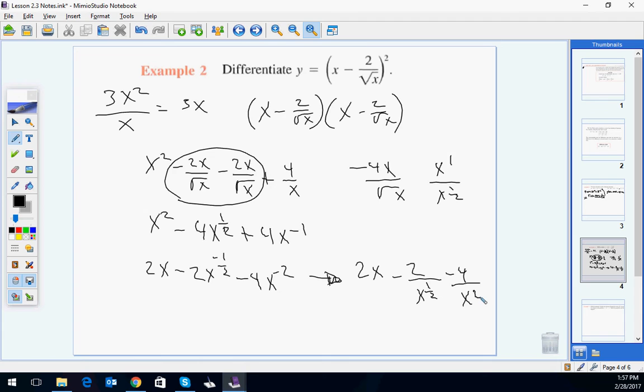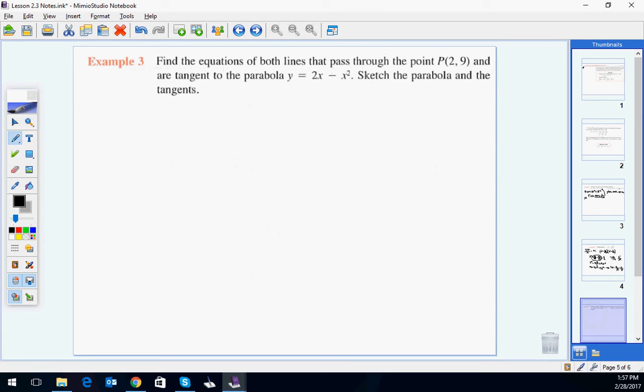Yep. All right, so find the equation of both lines that pass through the point 2, 9 and are tangent to the parabola 2x minus x squared. Sketch the parabola and the tangents. Okay, so find the equation of both lines.